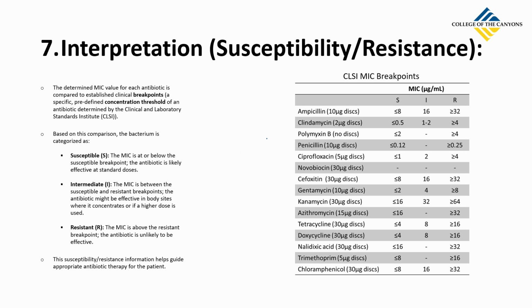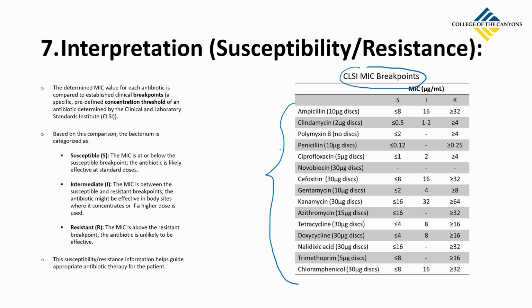So the determined MIC value for each antibiotic is compared to established clinical breakpoints. And a breakpoint is a predefined concentration threshold of an antibiotic, typically determined by the Clinical and Laboratory Standards Institute, or CLSI. So we can see that these are examples of some CLSI MIC breakpoints for some commonly used antibiotics here.